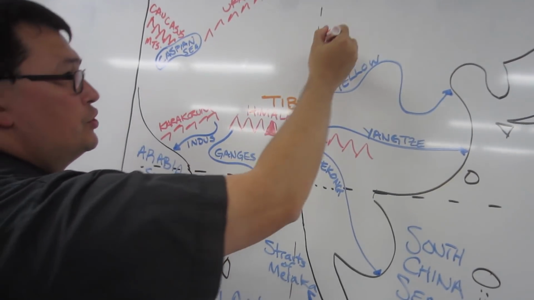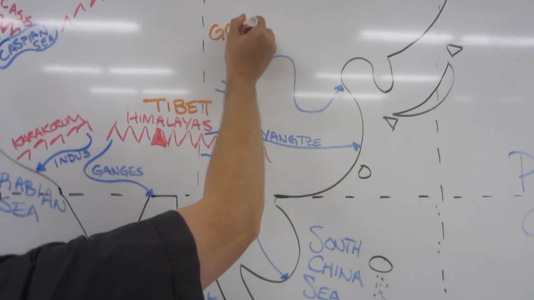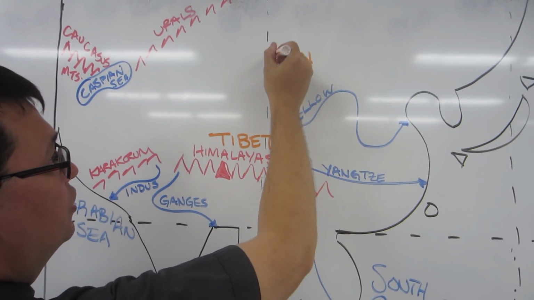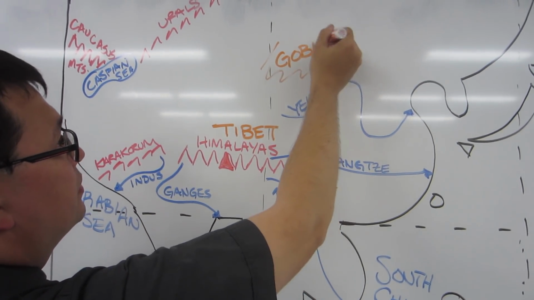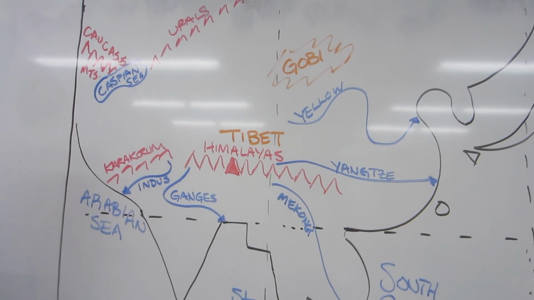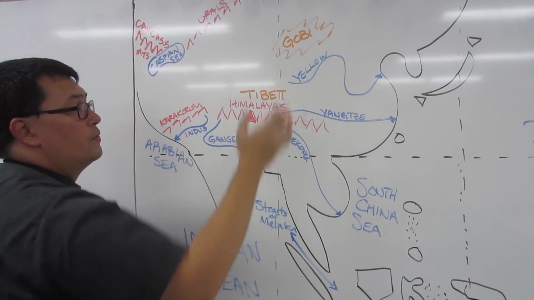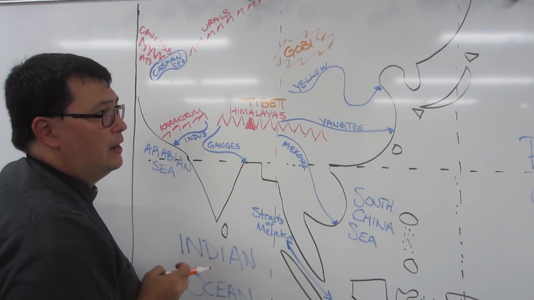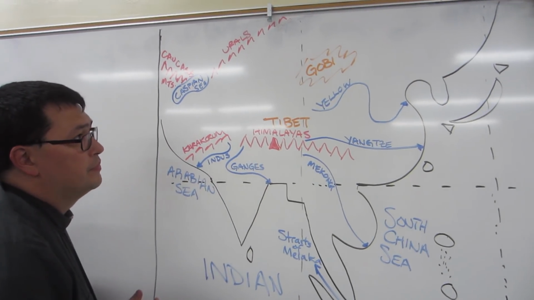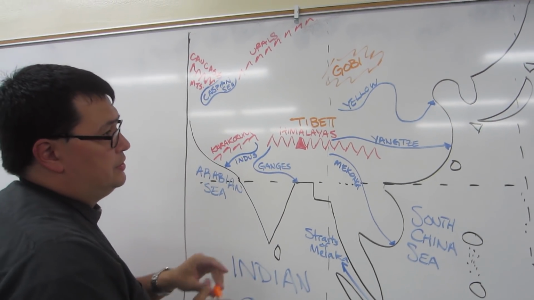And then north of China, we have a desert called the Gobi. And the Gobi Desert separates China from Russia. So if you want to go between Russia and China, you have to go by the Gobi Desert. So those are our 2 deserts.